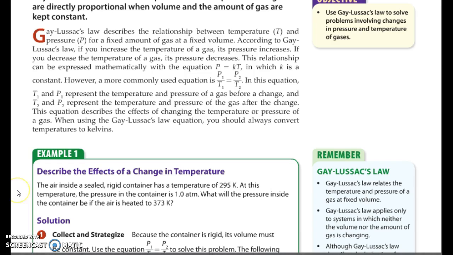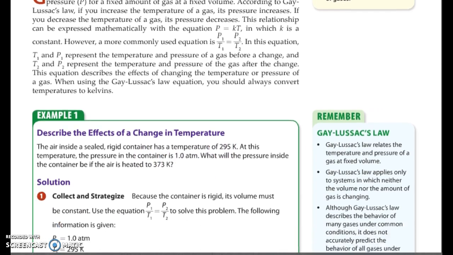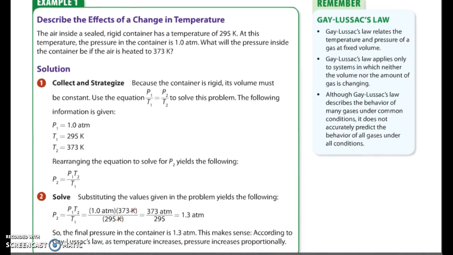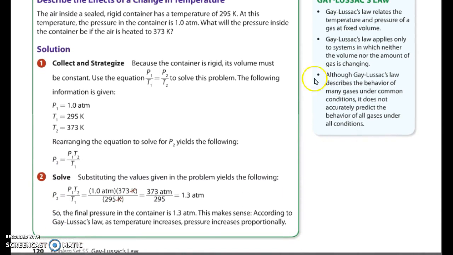Describe the effects of a change in temperature. The air inside a sealed, rigid container has a temperature of 295 Kelvin. At this temperature, the pressure in the container is 1.0 atmospheres. What is the pressure inside the container if it is heated to 373? Write down everything you know, hit pause, do it yourself. My temperature increased, so my pressure should increase as well. And it does, from 1.0 to 1.3.